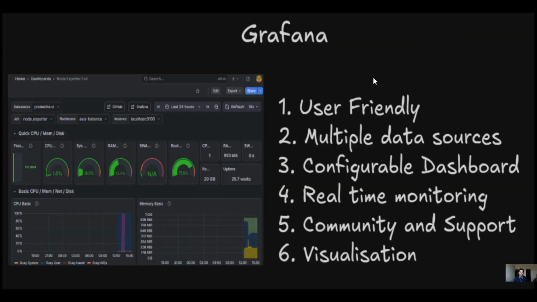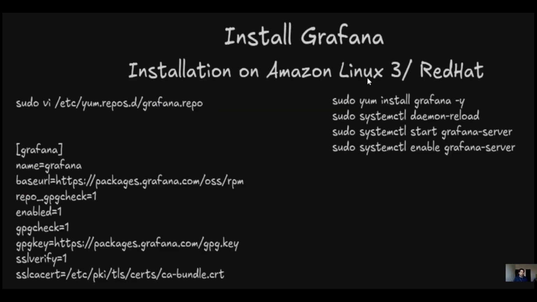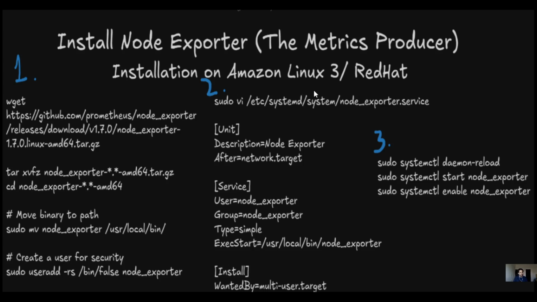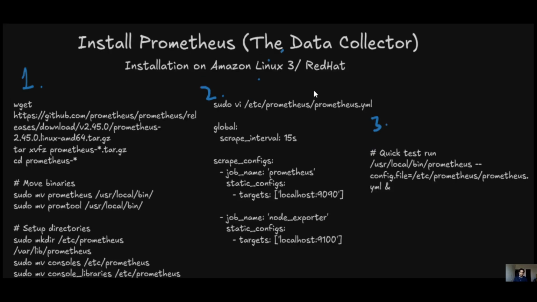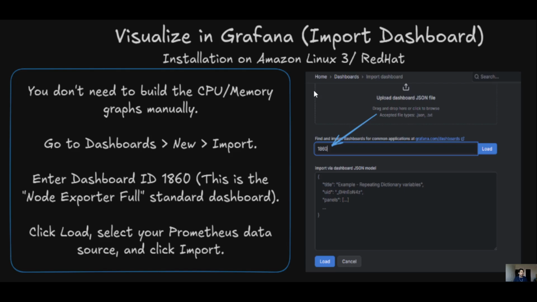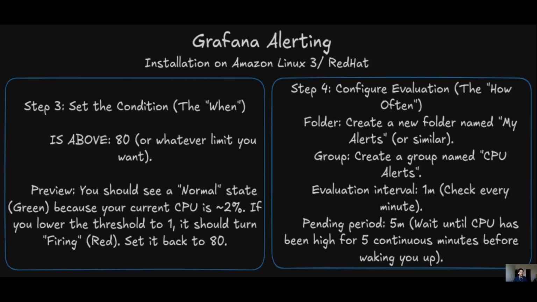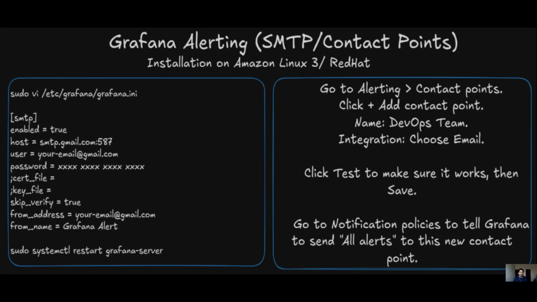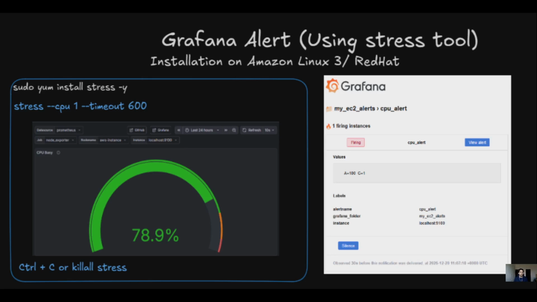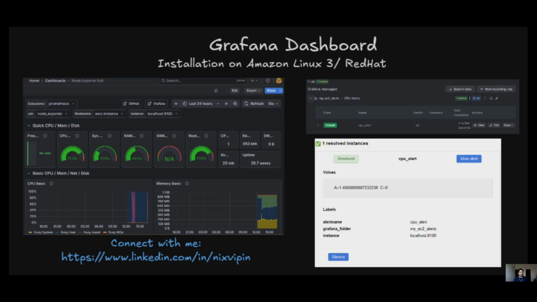Grafana is user friendly. It has multiple data sources, configurable dashboards, real-time monitoring, community and support, and visualization. In today's example, we will install Grafana, install node exporter, install Prometheus, and visualize in Grafana. Basically, we need to add a data source, then import a dashboard, and then set up alerting based on the metrics at 80%. Then we will set up SMTP, and then we will put stress on the server. If it goes above 80%, we will get alerts.